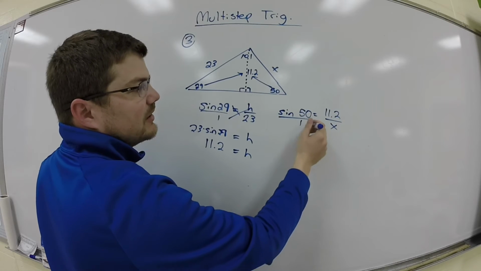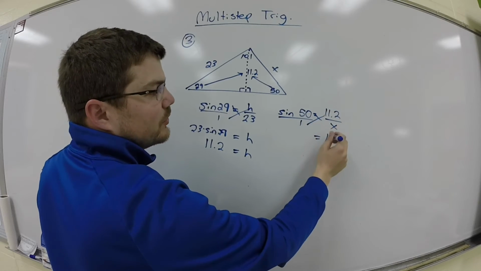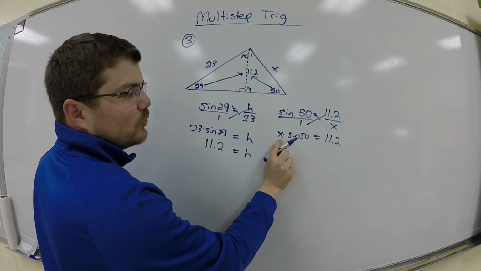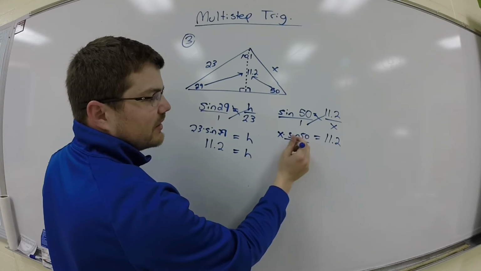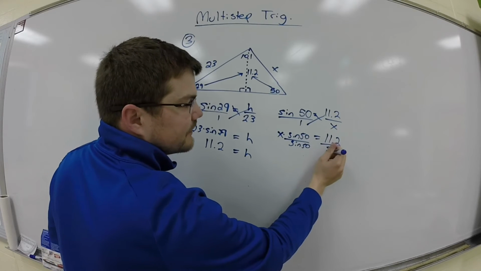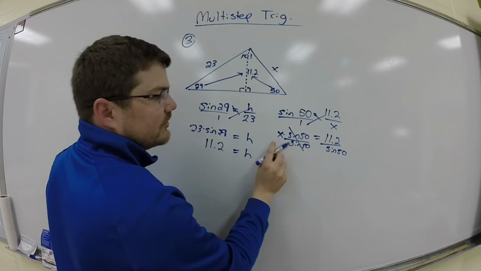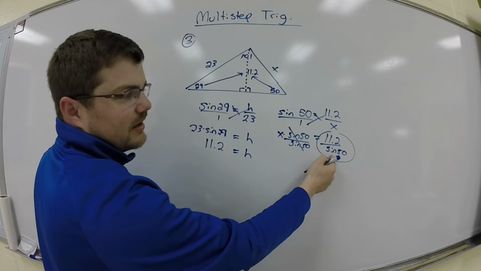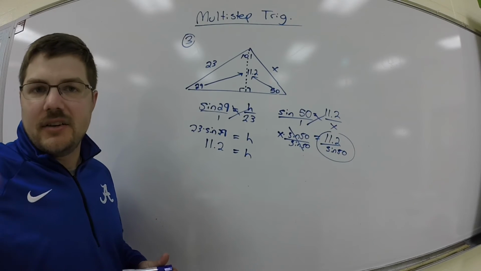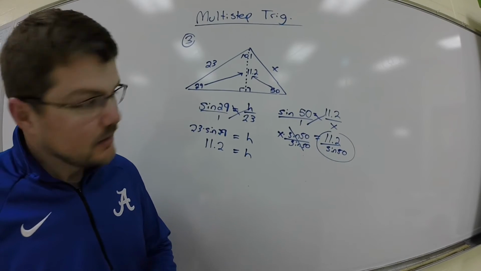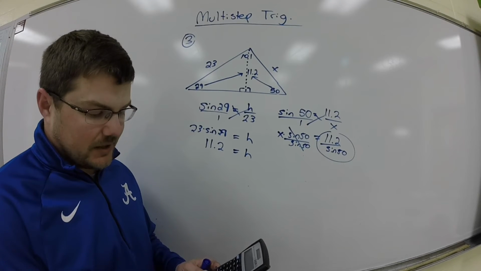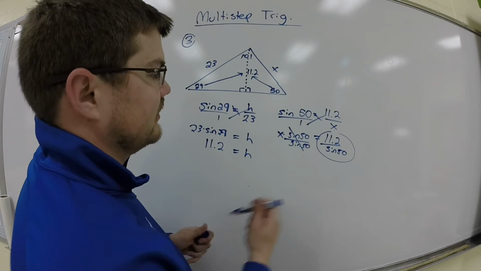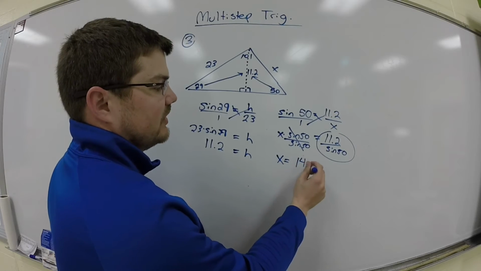Let's cross multiply. We'll try to get x by itself. So 1 times 11.2 is 11.2, x times sine 50. And then we'll divide. We'll undo this multiply. We'll divide by sine 50 to both sides. Cancel here. So in my calculator, my missing side, x, is 11.2 divided by sine 50. Let's do that and round to the nearest tenth. So 11.2 divided by sine 50. To the nearest tenth, we're going to get 14.6. So my missing side is 14.6.